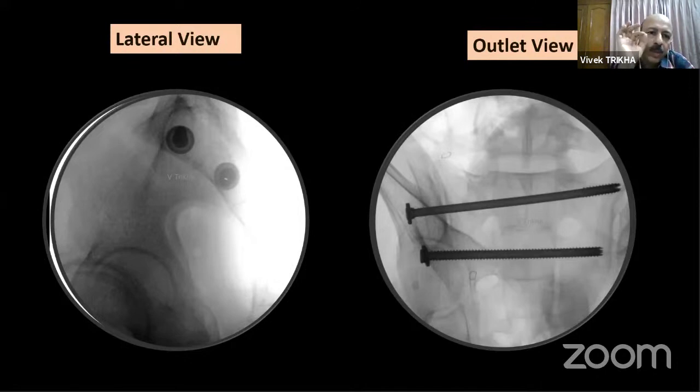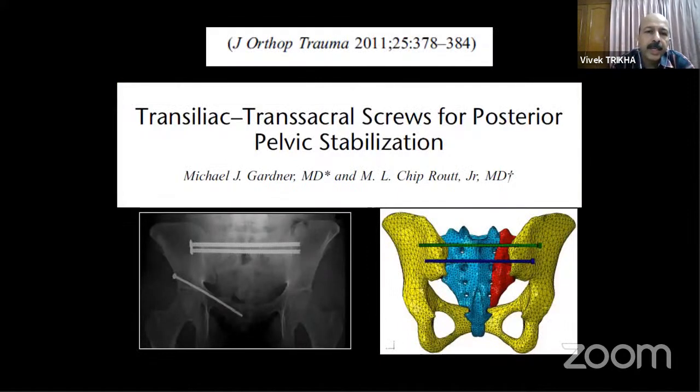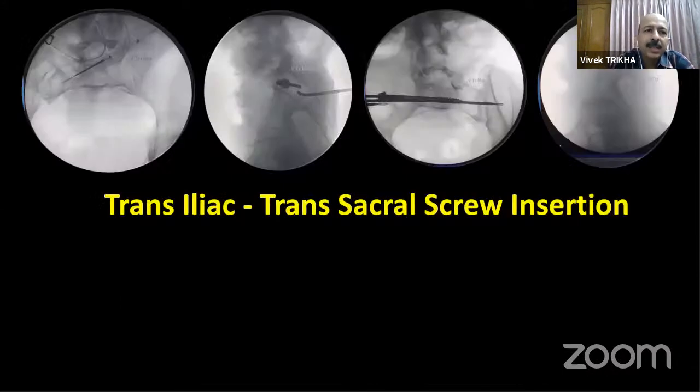Finally, after putting in the screws, you should have 2 bullseyes, the screws going right in between the S1 and the S2, and in the outlet views you can see that they are going correctly. If you want, you can put them transiliac or transsacral, or else you can put them in whichever place you want. And that's his post-op images. As I said, there are screws which you can convert and put into transiliac, transsacral screws, which were popularized 10 years back. And this is the same trajectory and the same things which you do.